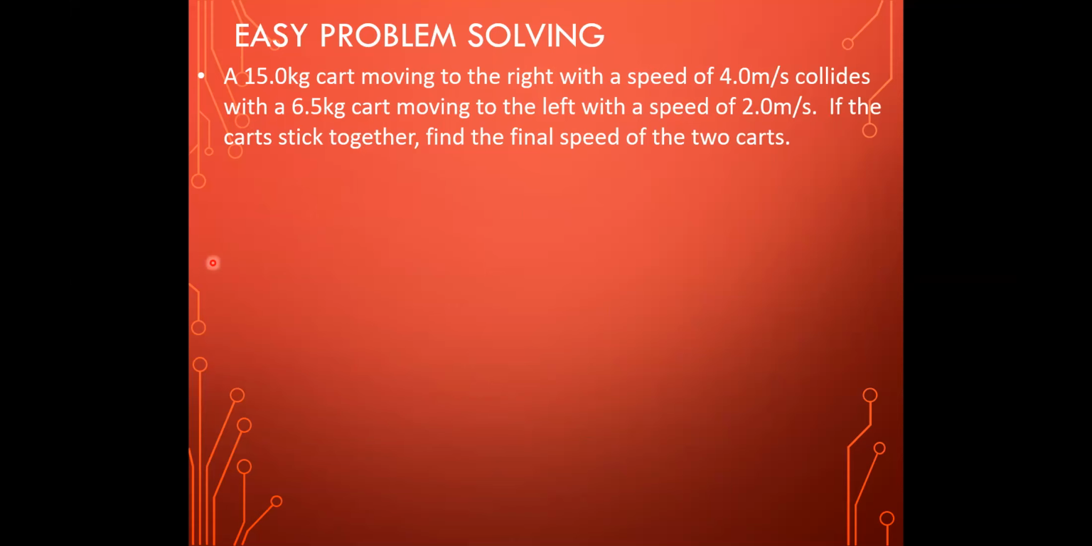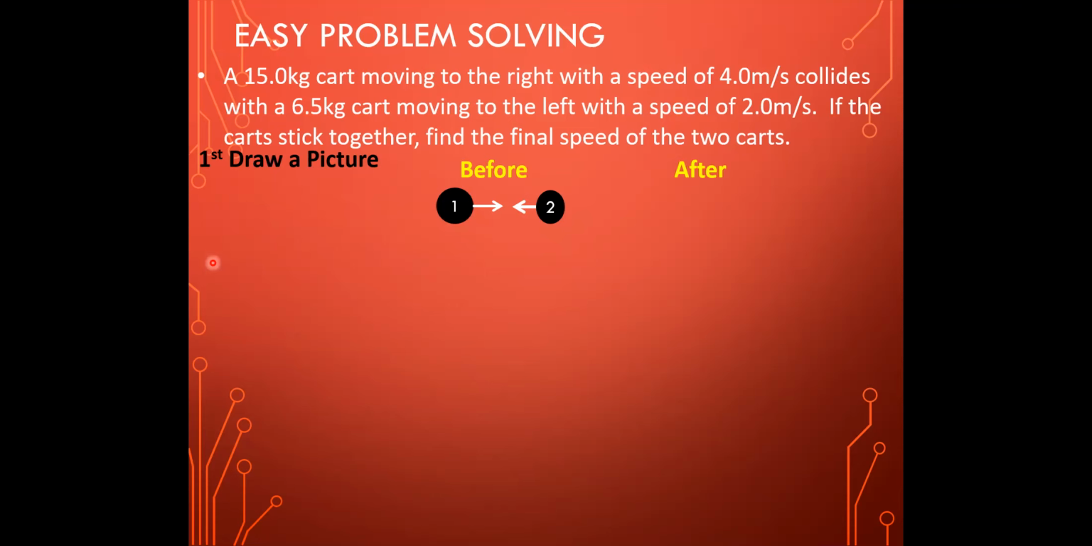I think I cannot continue. This is the last step of the last type, and later on I will explain it. We have two carts. The first cart has a 15 kilogram mass, and it's moving to the right. The other one has 6.5 kilogram, but it's moving to the left.